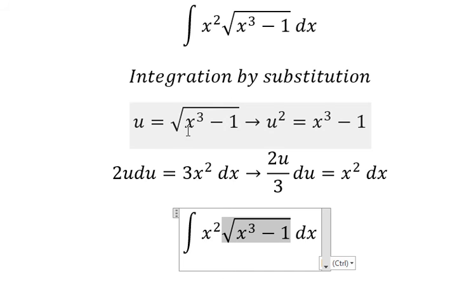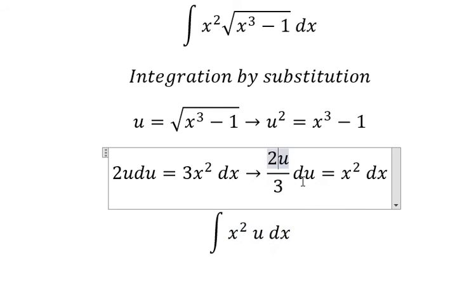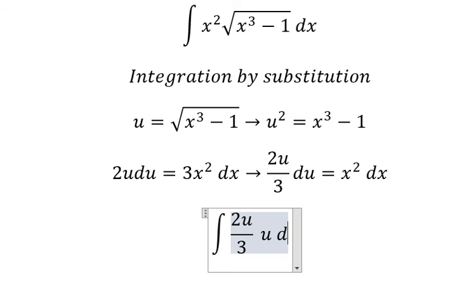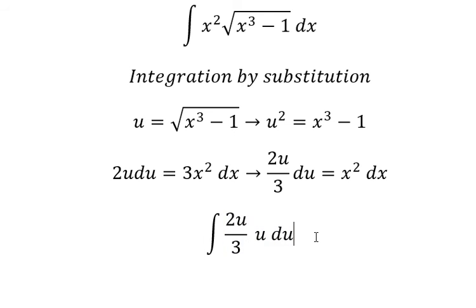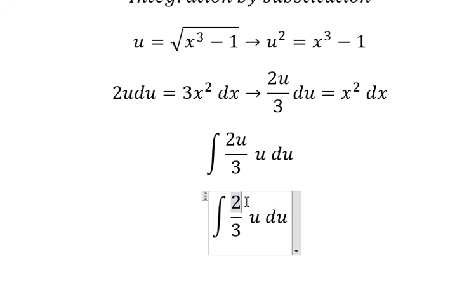So this one we change by u. S squared ds we change by this one. U multiplied by u, you got u squared.